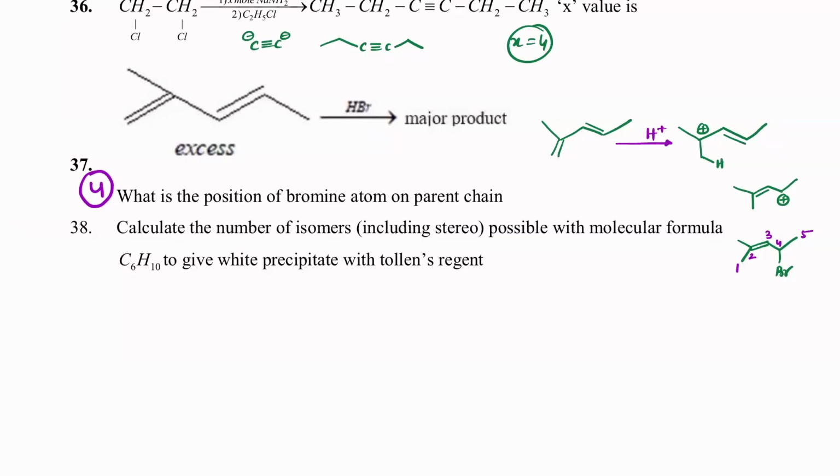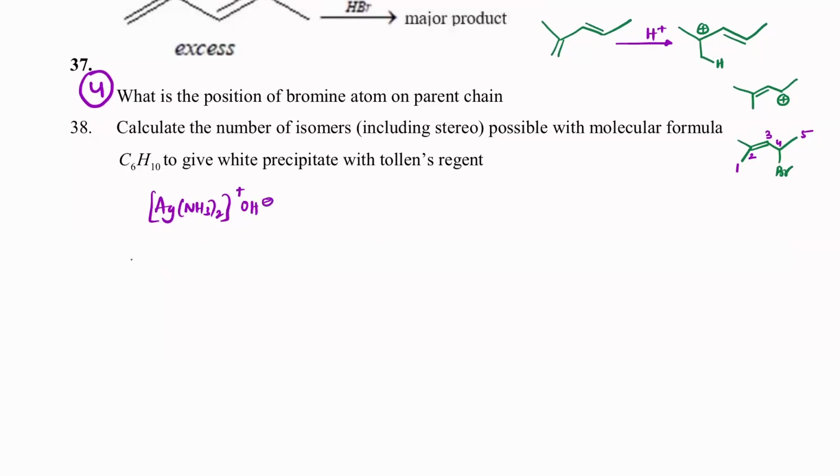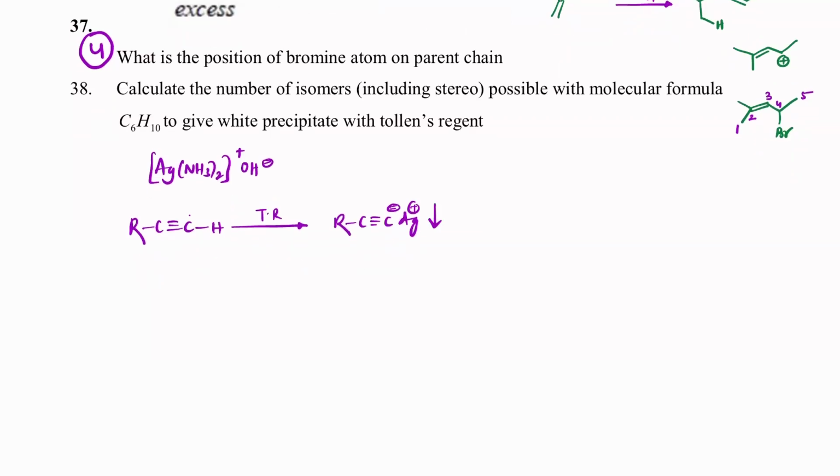Calculate the number of isomers possible with the molecular formula C6H10 to give white precipitate with Tollens reagent. See, Tollens reagent is Ag(NH3)2 plus. Tollens reagent will give white PPT whenever there is a terminal alkyne. So when you react with this one, I'll get RC triple bond C minus Ag plus. This is what is going to be formed. This is white PPT.